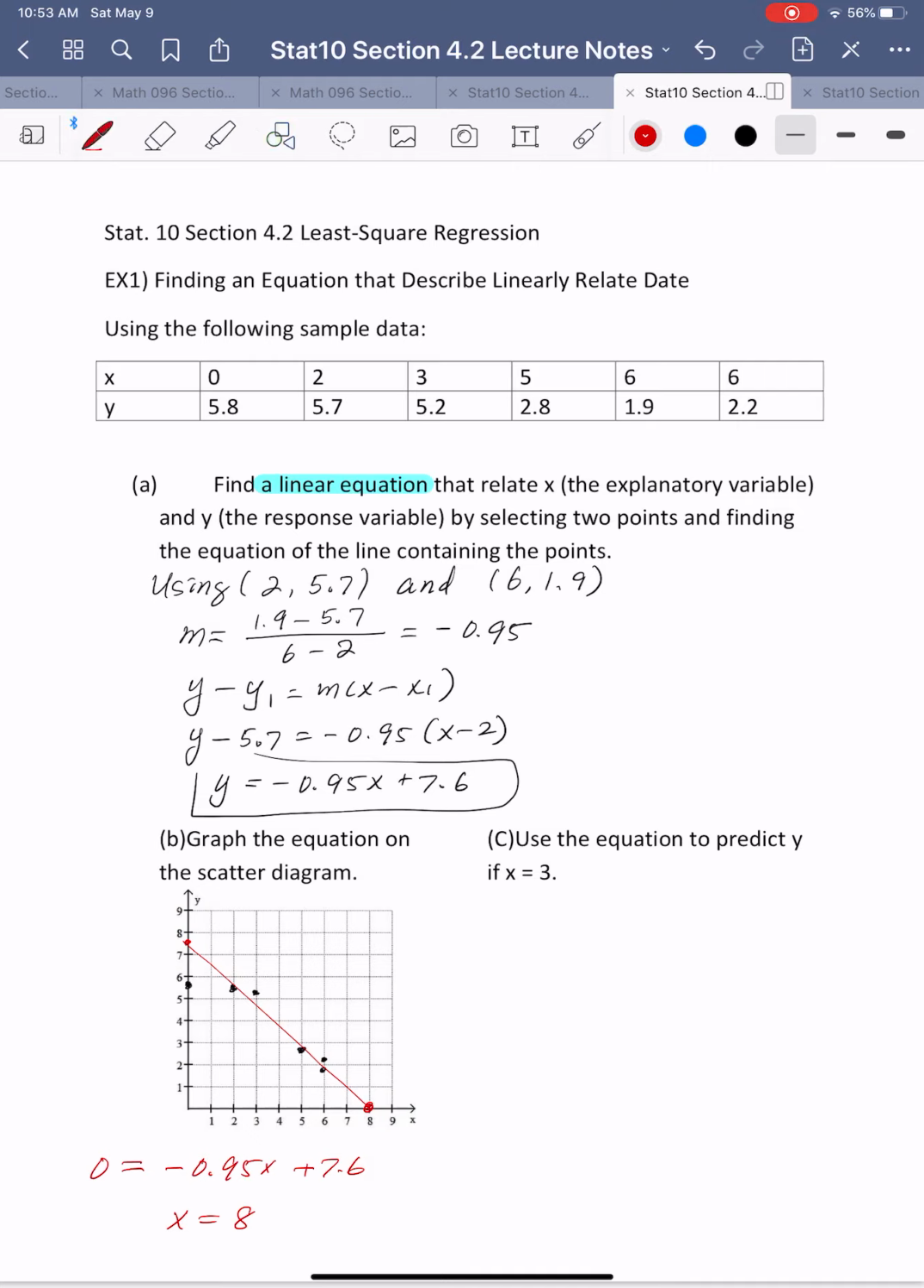So now we need to use the equation to predict y at x equal to 3. The table value is 5.2, but let's see what we get from the equation. So y equals negative 0.95 times 3 plus 7.6, and I got 4.75. So there is actually a difference between the 4.75 and 5.2. Okay, all right, let's look at the next question.